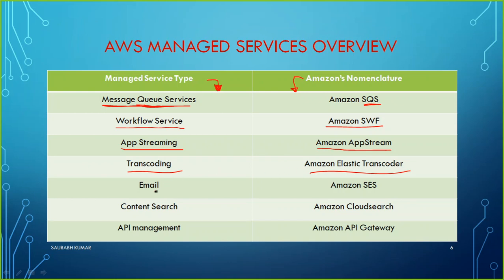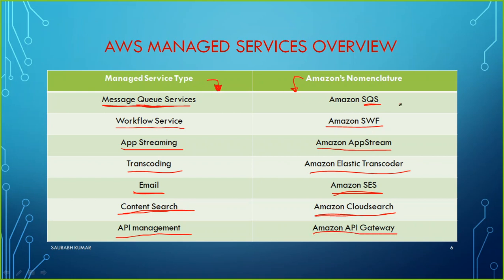If you want to have email application services, if you want to send your users or your employees email or maybe SMS or maybe digital marketing content or anything, in that scenario you can go for the service offered by Amazon called Amazon SES. Then if you want to provide a content search option or application, you can look for Amazon CloudSearch. If you want API management, a program interface, then you go for Amazon API Gateway.